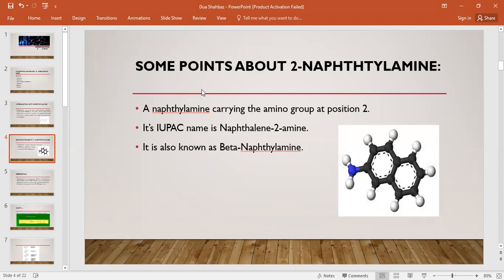Here are some important points about 2-naphthylamine. It is a naphthylamine carrying the amino group at position 2. As we discussed above, the amino group is attached to position 2. Its IUPAC name is naphthalene-2-amine. It is also known as beta-naphthylamine. And here is the 3D structure of 2-naphthylamine, or beta-naphthylamine, or naphthalen-2-amine. These are the different names of 2-naphthylamine.